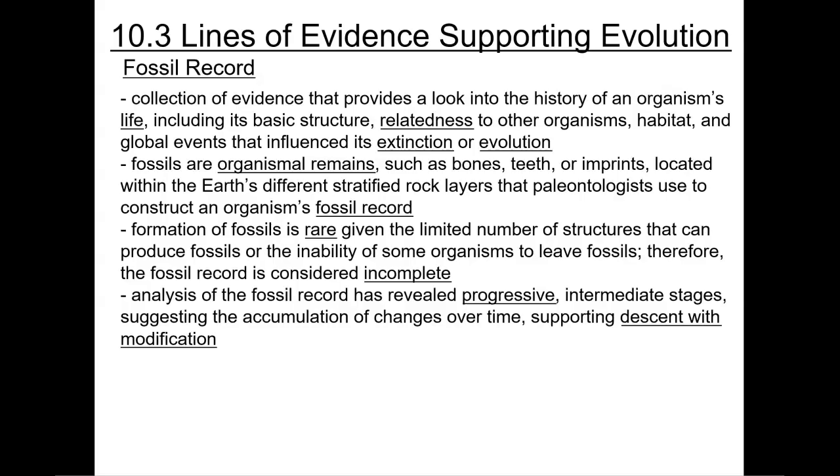So fossils are going to be organismal remains, such as bones and teeth. We could have imprints, and they're located within the Earth's different stratified rock layers that paleontologists use to construct an organism's fossil record. Formations of fossils are going to be rare given the limited number of structures that can produce fossils, or the inability of some organisms to leave fossils. Therefore, the fossil record is going to be considered incomplete. Analysis of fossil records has revealed progressive intermediate stages, suggesting the accumulation of changes over time that supports descent with modification ideas.